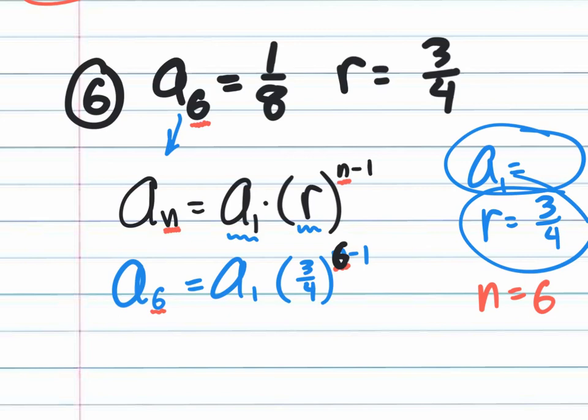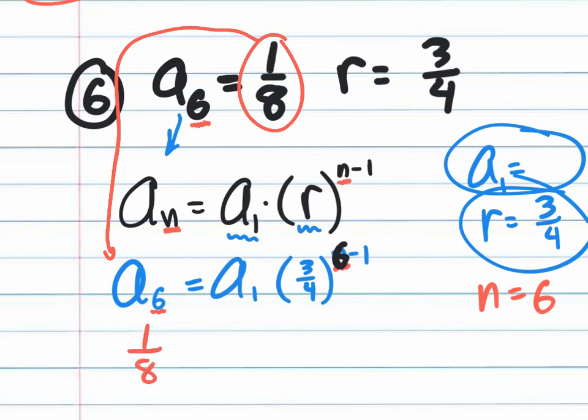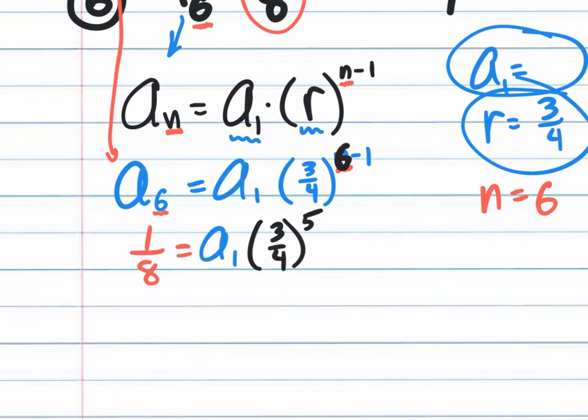And now, let's actually replace a sub 6 with the 1/8 that a sub 6 really equals. So I'm going to take the 1/8 and put it right here in place of the a sub 6. So I have 1/8 equals a sub 1 times that 3/4, the common ratio, to the power of 6 minus 1, which is really 5, okay? So what we get here when I do the 5th power of 3/4 is 243 over 1024.